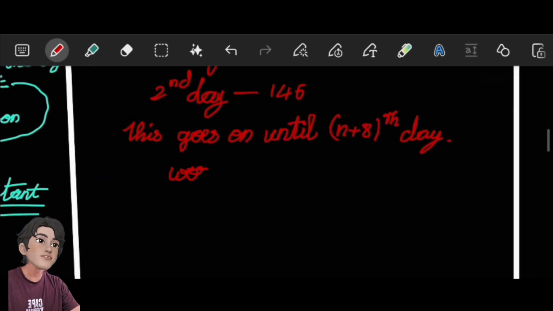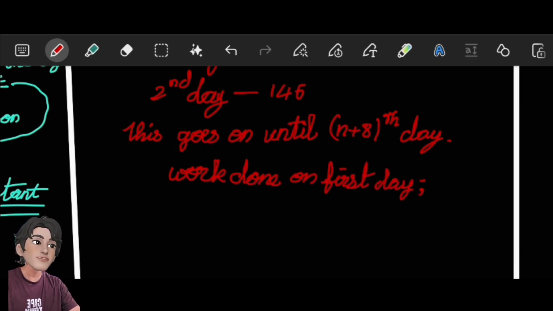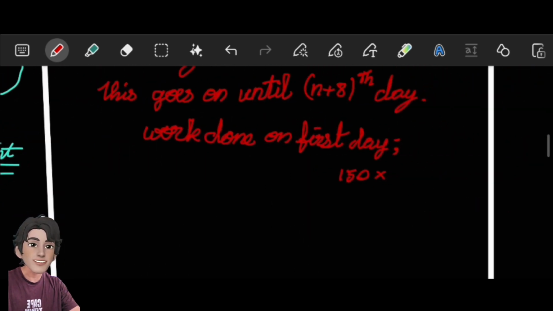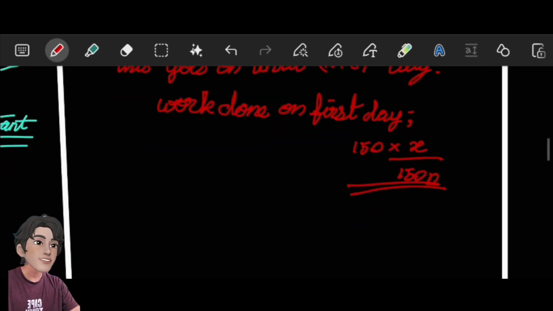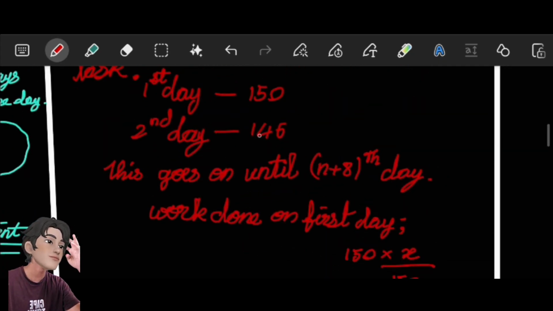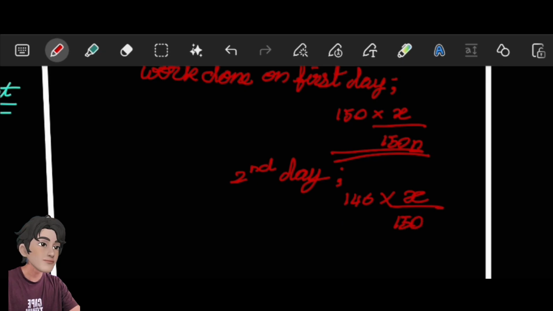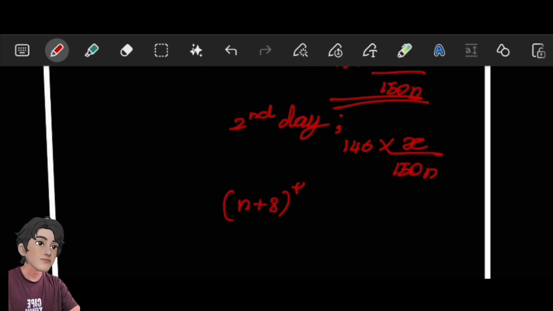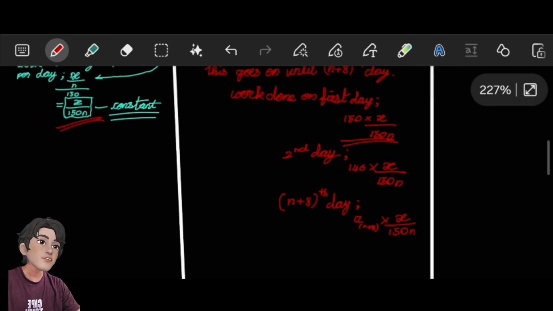Now let's see the work done on the first day. As we know, the work done by one person per day, as we found in case 1, is x by 150n. As I told, it's constant even in case 2. I'm using that equation here. On the second day, as 146 workers work, we are just going to take the 150 and replace it with 146, and the equation still remains constant. Now on the n plus 8th day, the number of people working is n plus 8 times the constant value which we found.